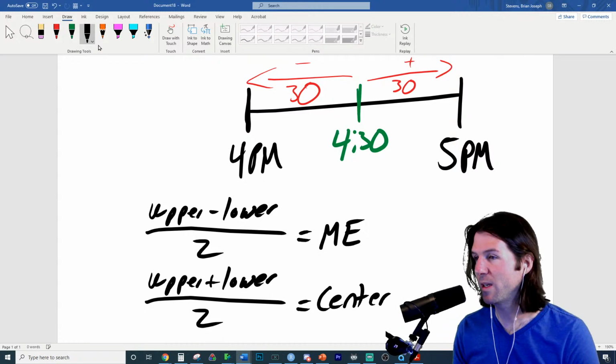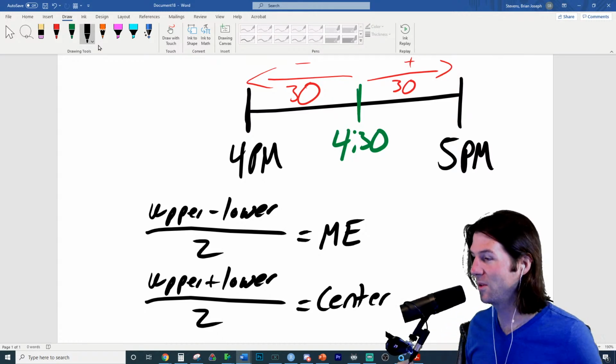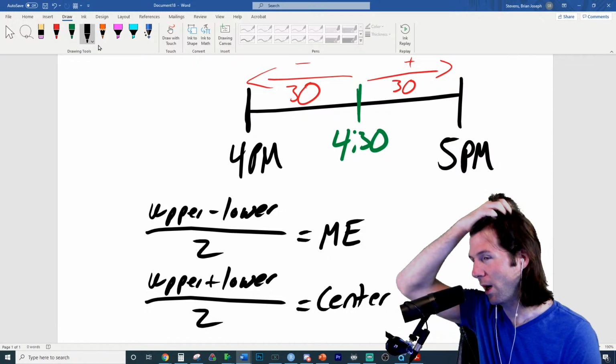And try not to memorize these. Try to think through them. Yep, you got it, Ella. I wouldn't try to memorize these.